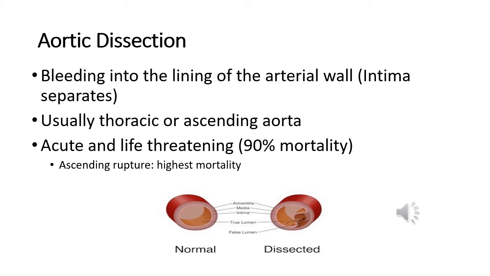Aortic dissections occur when there's bleeding in the lining of the arterial wall, and that lining, called the intima, separates. So you can see that there in the picture. It usually occurs in the thoracic or the ascending aorta, and in the ascending aorta, a dissection is life-threatening. There's a 90% mortality rate. These are commonly associated with poorly controlled hypertension, trauma, and cocaine use.